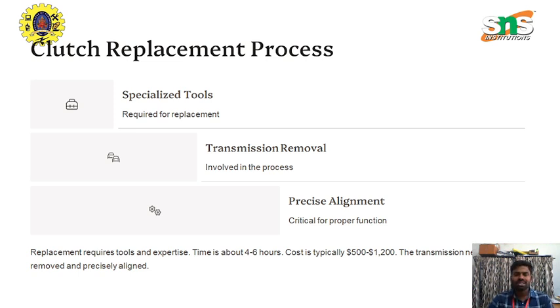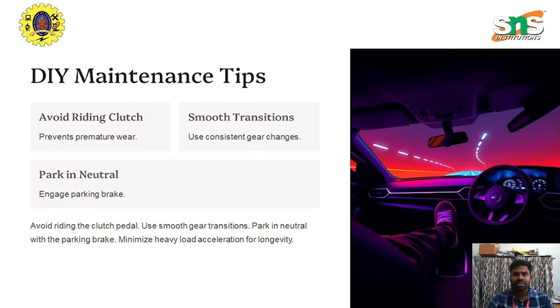In the replacement process, we have to use specialized tools to remove and replace the damaged components. And precision alignment is very important in maintenance or repair work. Precision alignment is very important.